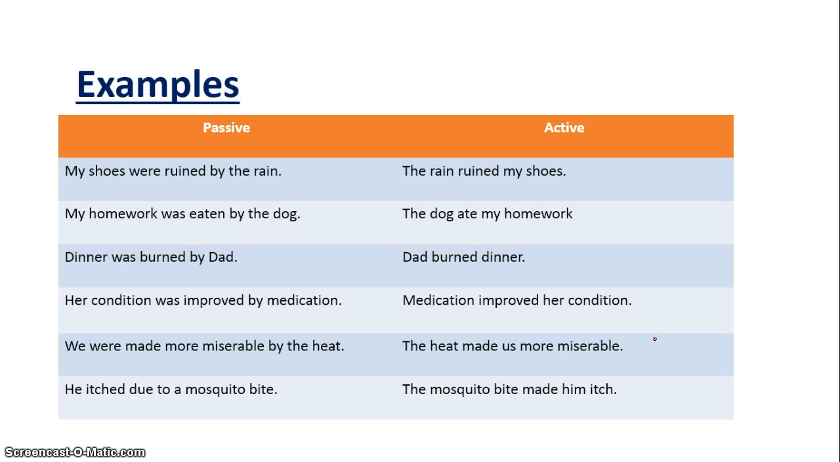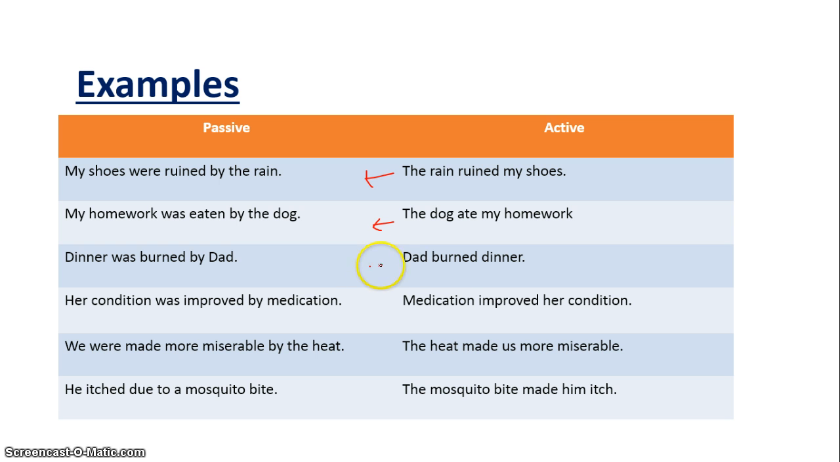Moving on. Here are some examples stating an interrelationship between active and passive voice form. I like to usually go from active to passive voice form, but you can go from either way as you please or wish. The first example states, the rain ruined my shoes, whose passive counterpart becomes my shoes were ruined by the rain. Similarly, the dog ate my homework. My homework was eaten by the dog.